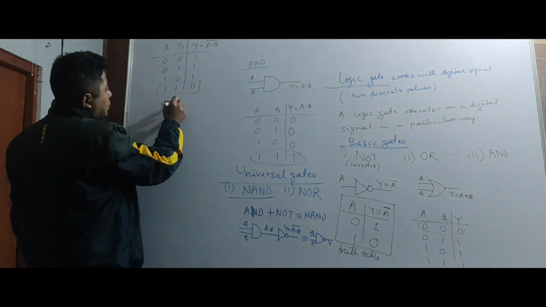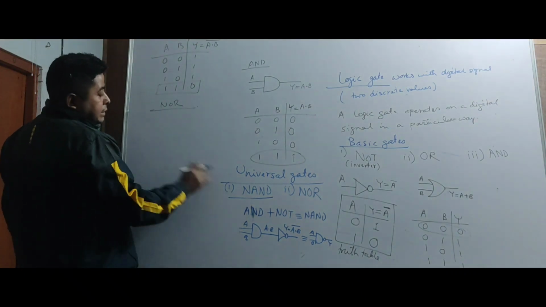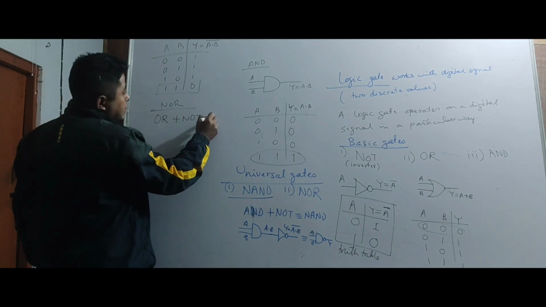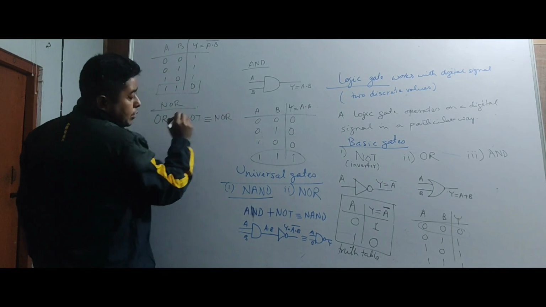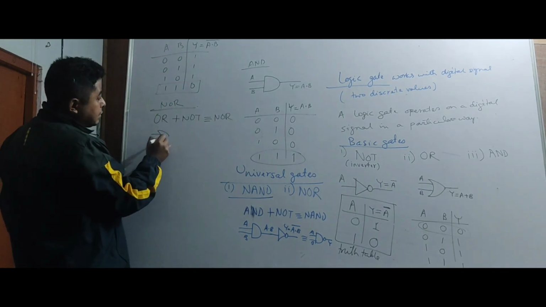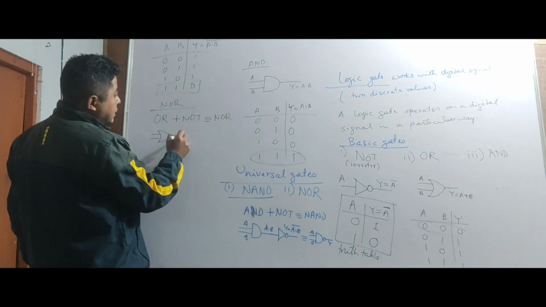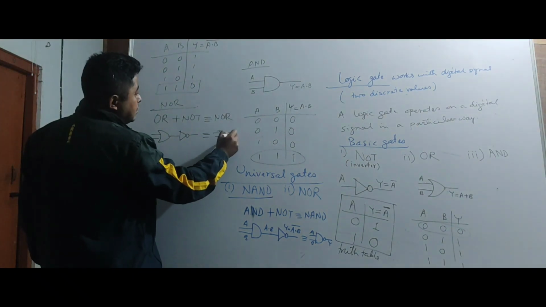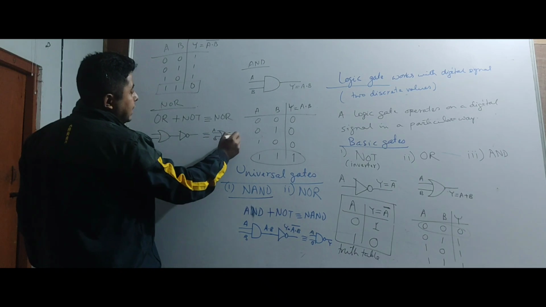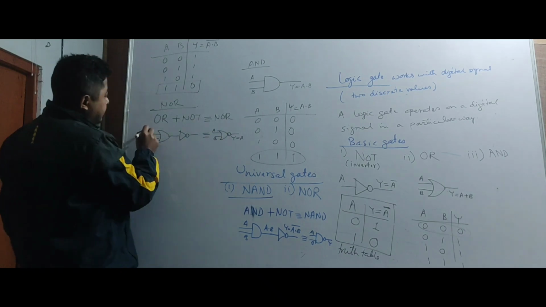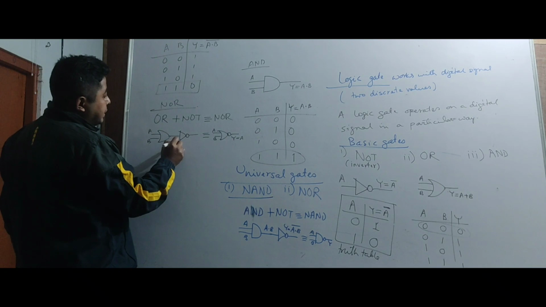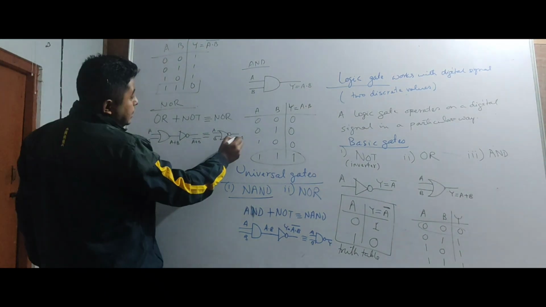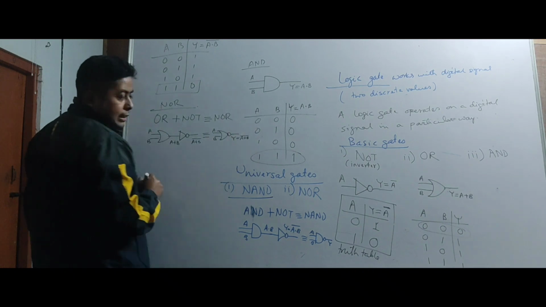Now let us talk about NOR. NOR is just like this. You have an OR plus NOT. So this is equivalent to NOR. OR symbol is this. NOT is this. This is equivalent to the NOR gate like this. You have 2 inputs and 1 output. So if you give A, B, output is A plus B, no? And then you are inverting it. So this result is A plus B with a bar.